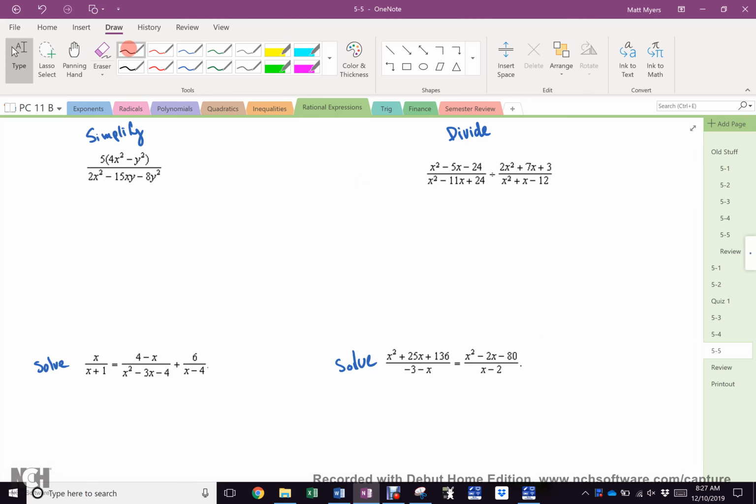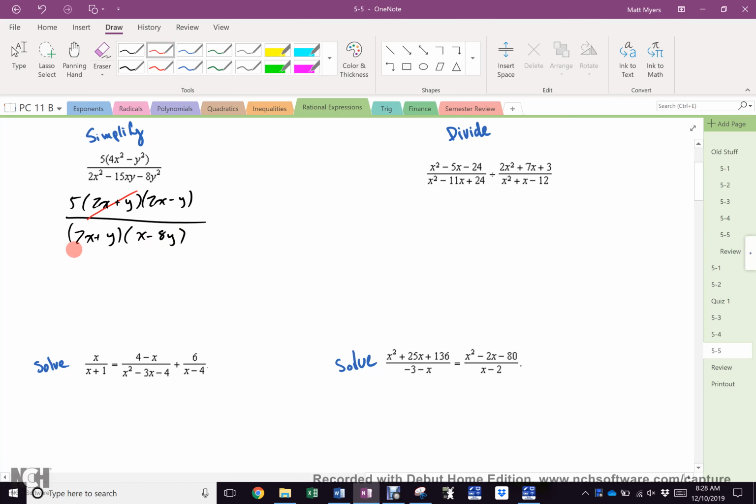Factor where? Only the bottom? You can factor the top. Oh, yeah, right. 5, 2x plus y, 2x minus y, over what? 2x plus y, x minus 8. Oops. Where do we cancel now? And my final answer is 5, 2x minus y over x minus 8y.